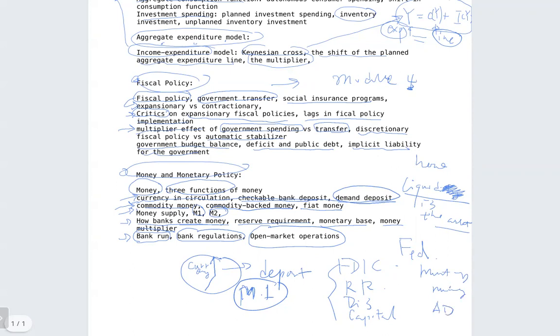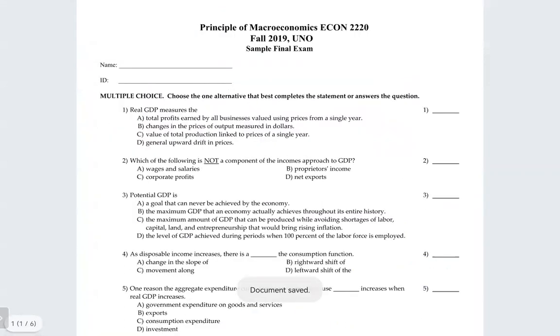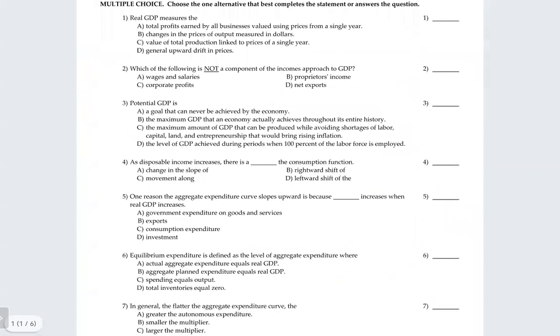Right. So that's a quick review of what we have covered. So now let's go to the sample test, right? There are a bunch of questions. From the questions, that's going to give you a sense of what's going to be covered in the final exam, right? Starting with the first one, real GDP measures. That's pretty straightforward, coming from module 2. So the answer is C.